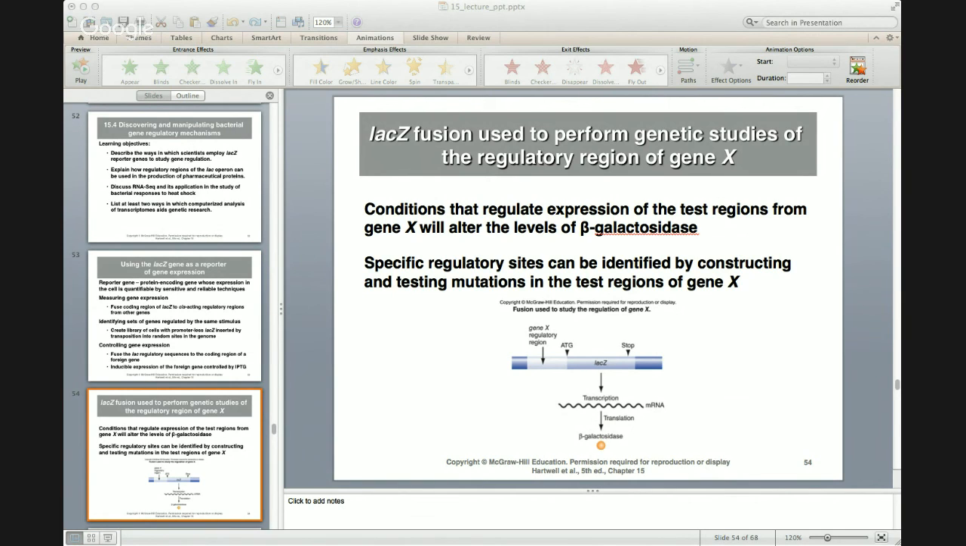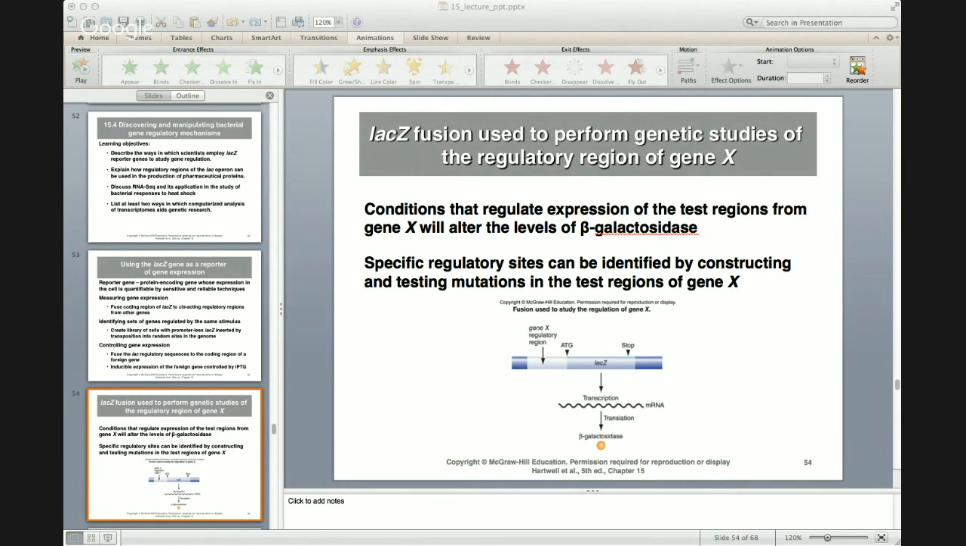lacZ produces beta-galactosidase, and in the presence of X-gal, it produces a blue pigment. So you can measure whether or not lacZ is turned on or off by looking at the presence or absence of this blue pigment. Okay, so if you have a gene that you want to study the regulation of, you could take the regulatory region of that gene, so the promoter of that gene, and put it upstream of the lacZ gene.